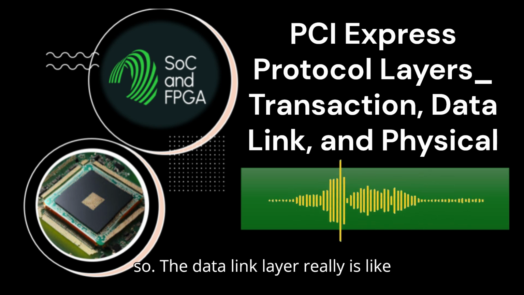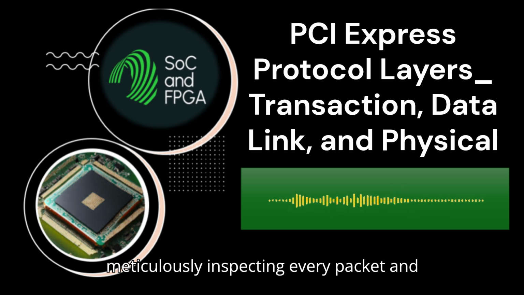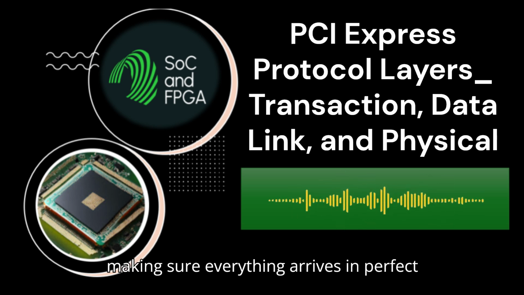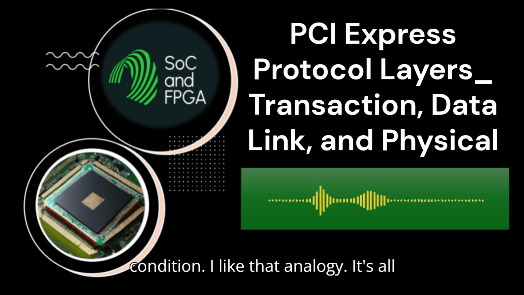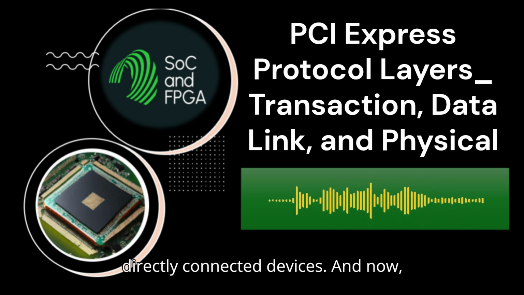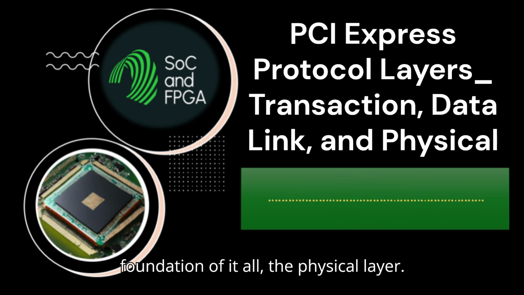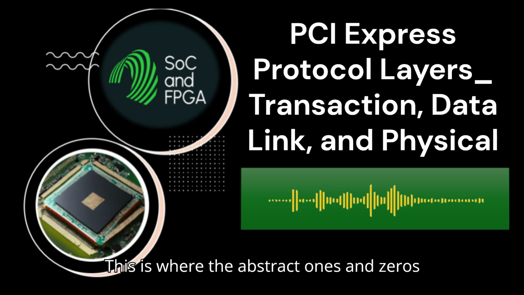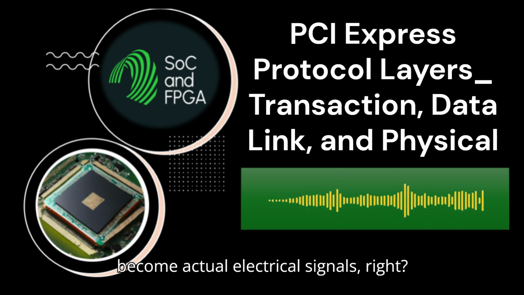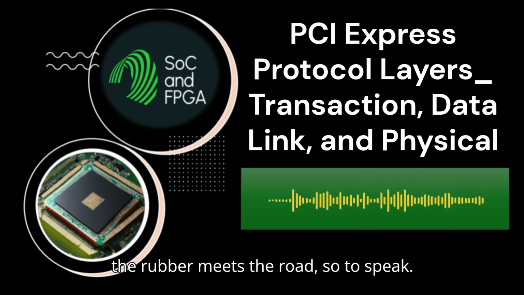Okay, so the data link layer really is like a dedicated quality control department, meticulously inspecting every packet and making sure everything arrives in perfect condition. I like that analogy. It's all about ensuring reliable delivery between directly connected devices. And now, finally, we reach the bottom layer, the foundation of it all, the physical layer. This is where the abstract ones and zeros become actual electrical signals, right? Precisely. The physical layer is where the rubber meets the road, so to speak.